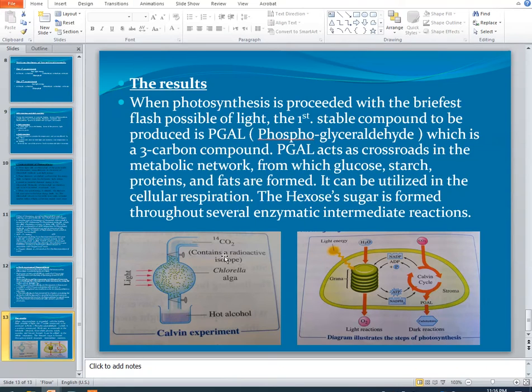What are the results of Calvin's experiment? When photosynthesis proceeded with the briefest flash possible of light, the first stable compound produced was PGAL, phosphoglyceraldehyde, which has 3 carbon atoms, and this PGAL acts as a crossroad in the metabolic network from which glucose, starch, protein, and fats are formed. It can be utilized in cellular respiration. Glucose sugar is formed through several enzymatic intermediate reactions. So we can say that PGAL is the first compound formed during the photosynthesis process, and it is used to make protein, carbohydrates, and starch.